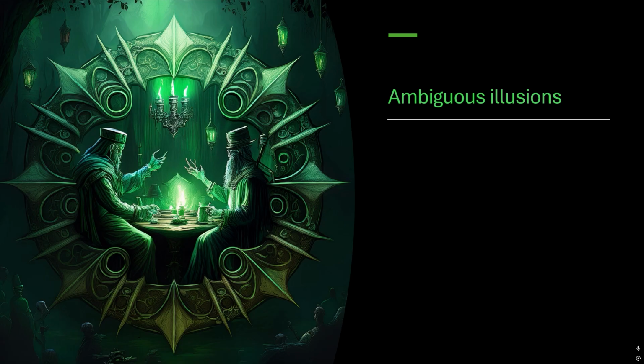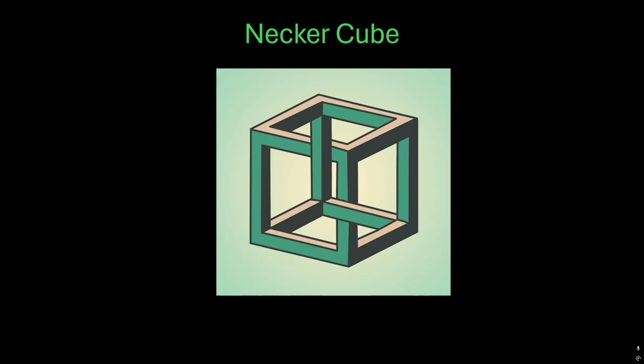So an ambiguous illusion. An ambiguous illusion is a visual image that can be interpreted in two or more distinct ways. Our brain switches between the possible interpretations, but the interesting thing is that you can only see one at a time. So for example, let's look at this called the Necker cube.